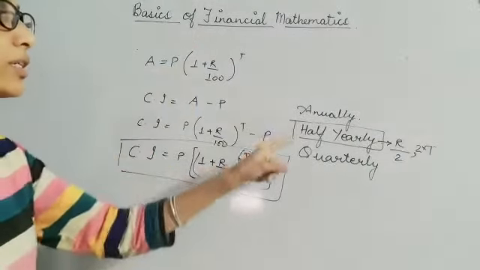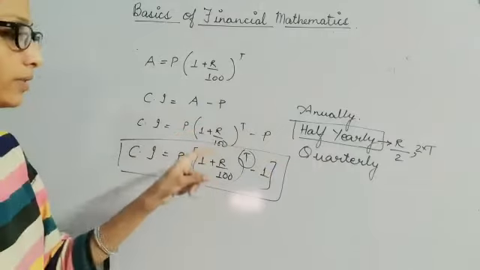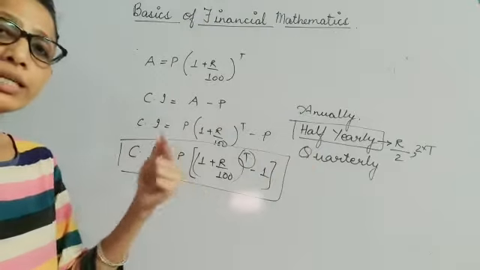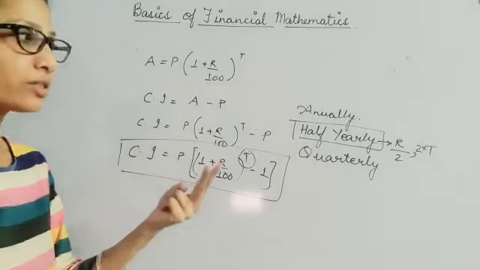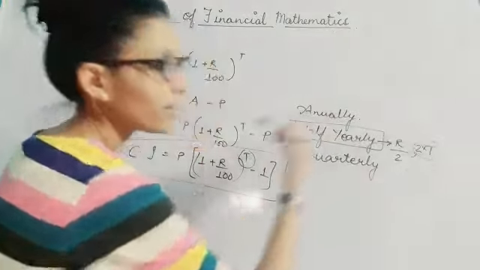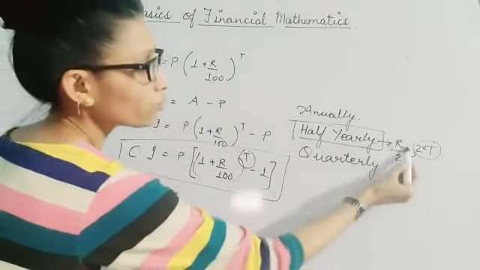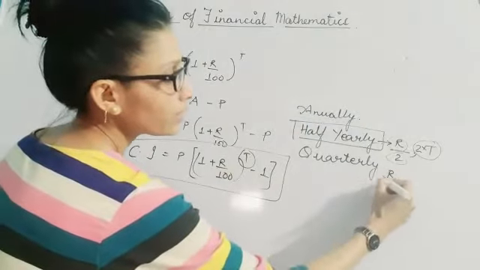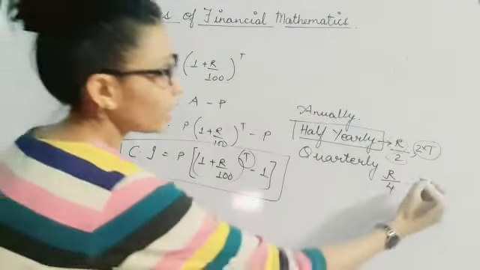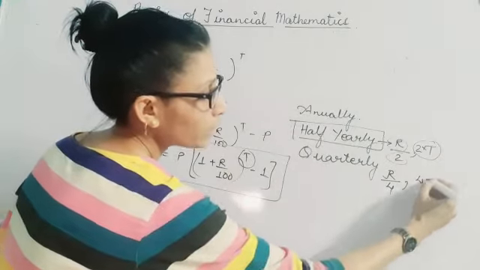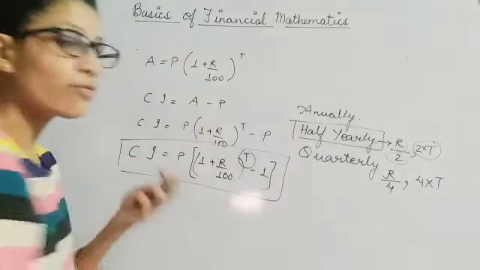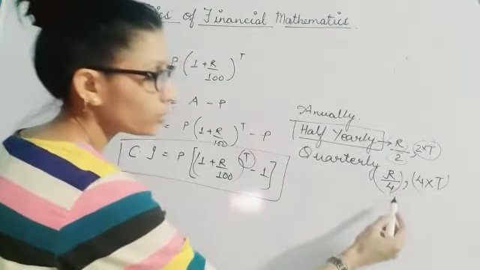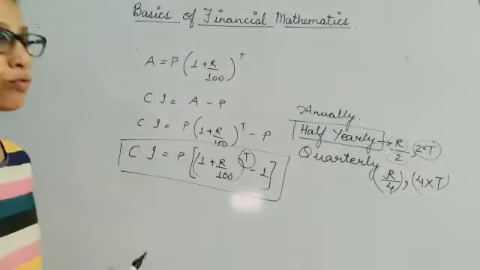Like if it is to calculate compound interest half yearly, that means in a year we have 2 half years. That's why I have multiplied time with 2, and rate with half. Whenever it is given quarterly, then you will be taking rate as R by 4 and multiplying time T with 4, because there are 4 quarters in a year. That's why we will be doing these changes before applying in the formula.